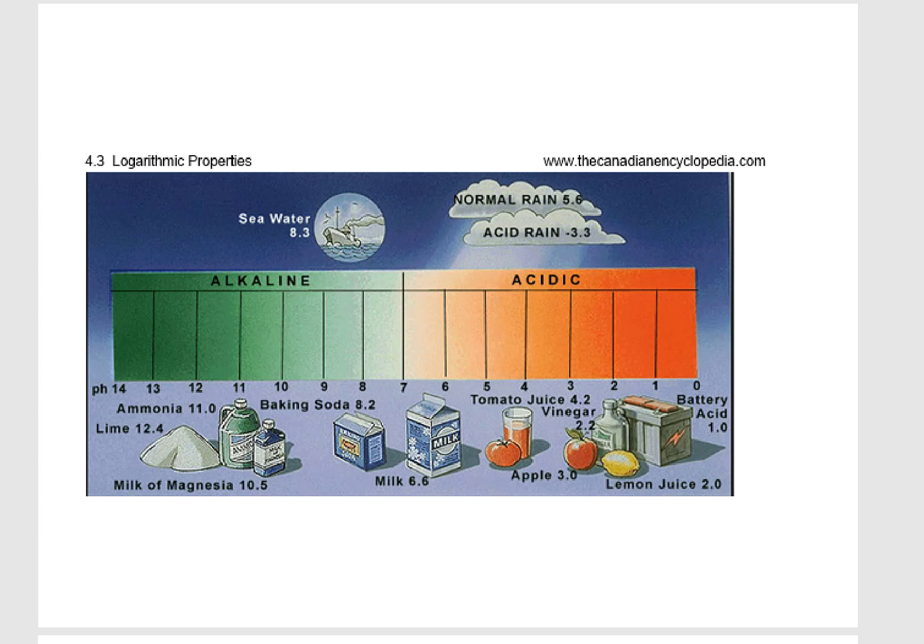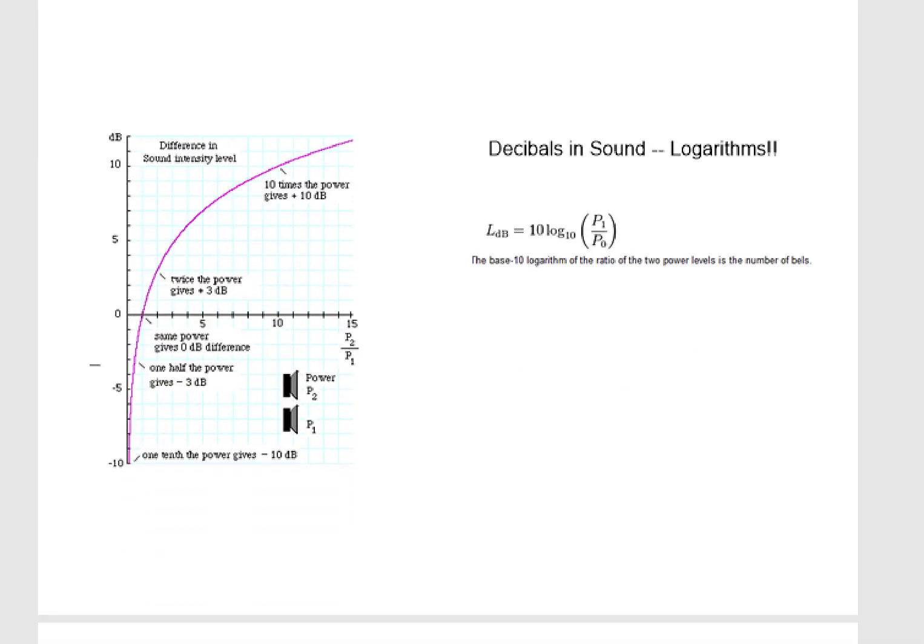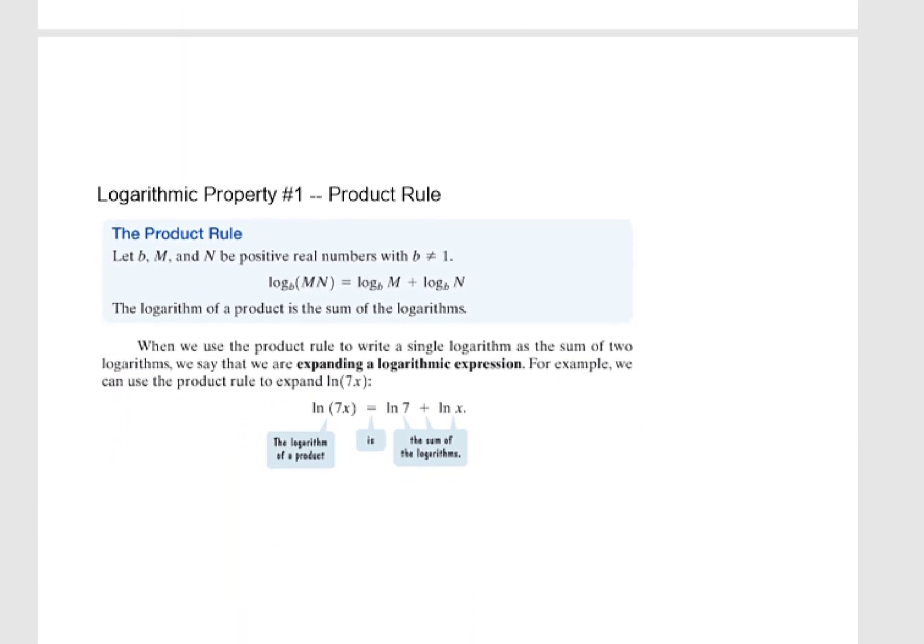This is 4.3 Logarithmic Properties, Part 1. All right, so this slide is just a real-world example of when we use logs. When we talk about the acidity of something or the alkalinity, we can use logs. Also, the second slide, we talk about decibels and sound. You guys actually have a word problem here that will use logs that's dealing with sound. So we'll get to that later.